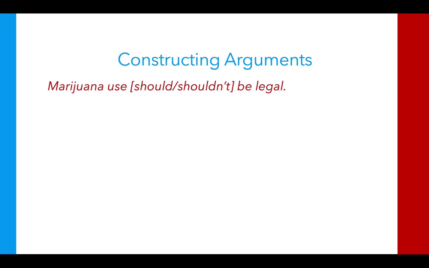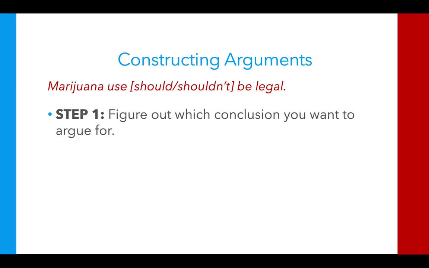Okay, so let's consider the following claim. Marijuana use should or shouldn't be legal. Here what we're going to do, if we want to construct an argument, say we're asked to weigh in on whether marijuana use should or shouldn't be legal. The first step, right, is to figure out what conclusion we want to argue for. So do we want to argue that marijuana use should be legal, or do we want to argue that it shouldn't be legal? Let's consider arguing for the conclusion that it should be legal.